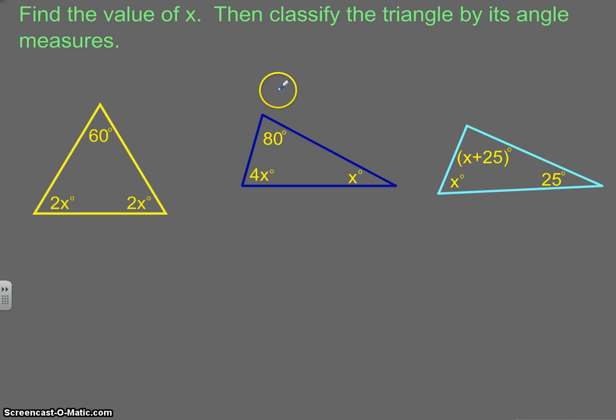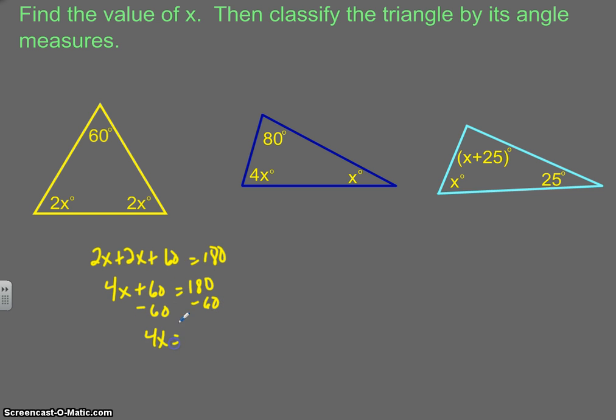Find the value of x, then classify the triangle by its angle measures. Value of x here, we've got 2x, 2x, and 60. They should all equal 180. Okay, so 2x plus 2x plus 60 equals 180. Add 2x together, we get 4x plus 60 equals 180. Subtract 60 from each side. We get 4x equals 120. Divide both sides by 4. We get x equals 30.